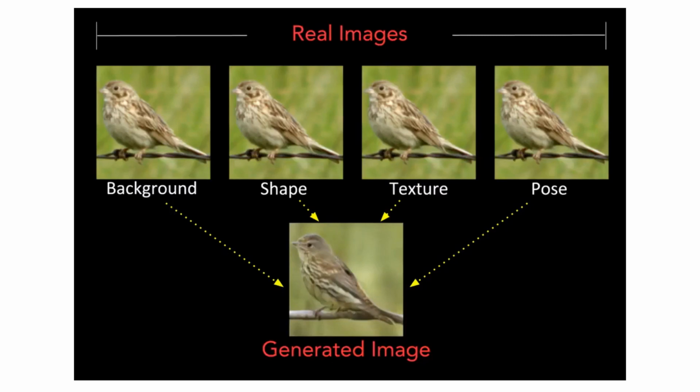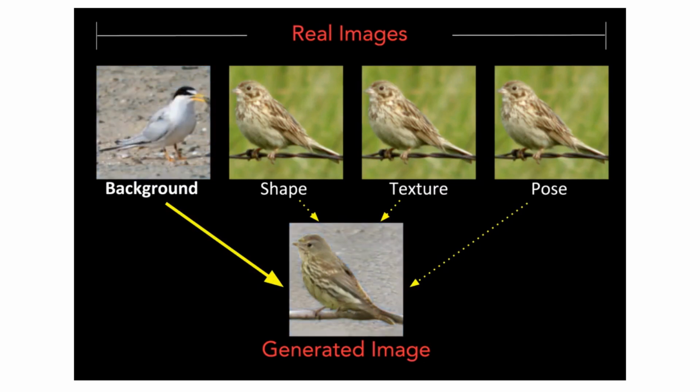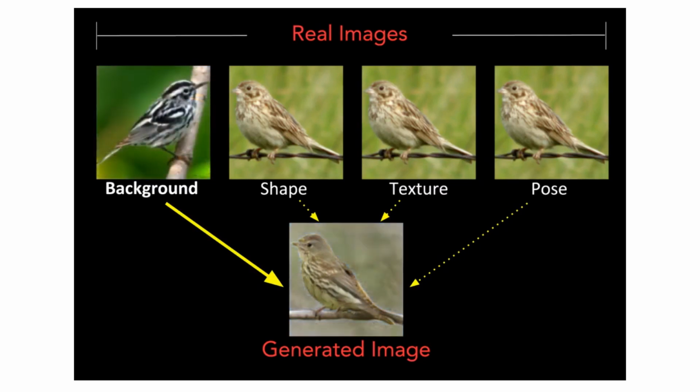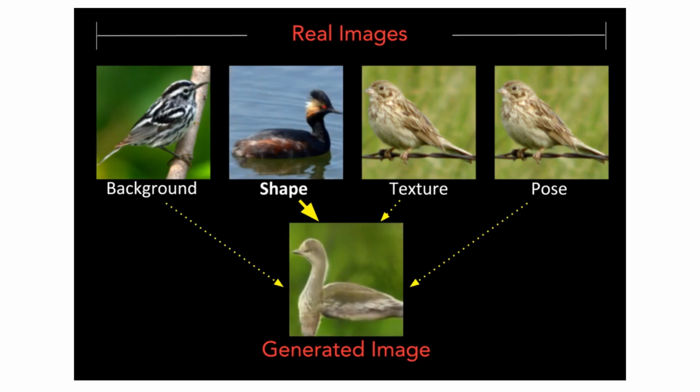In this work, we present MixNMatch, which disentangles, encodes, and combines background, shape, texture, and pose from real images to generate a new image. Our model does this without any mask or label annotations.